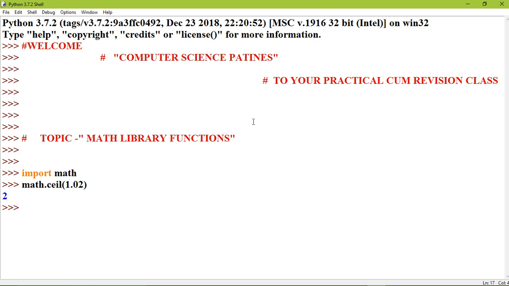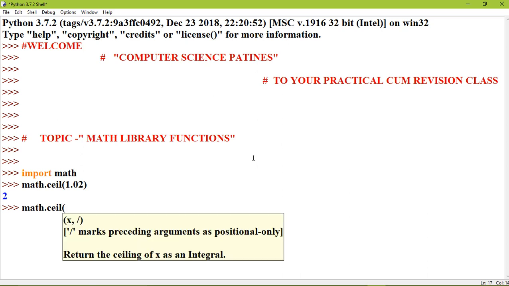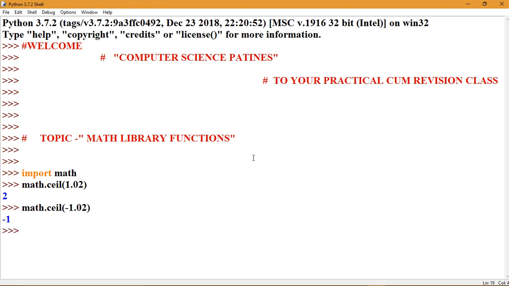Okay, let me take another number, a negative number it can be. If I take minus 1.02, then what will be the outcome of it? Minus 1. Why not minus 2? I told you, because minus 1 is bigger than minus 2.